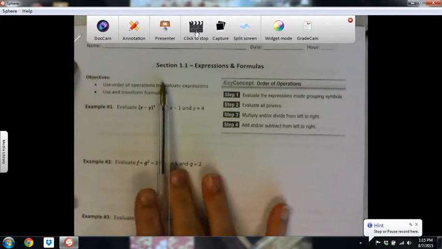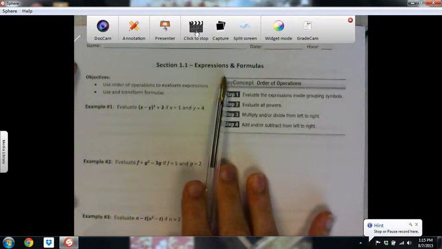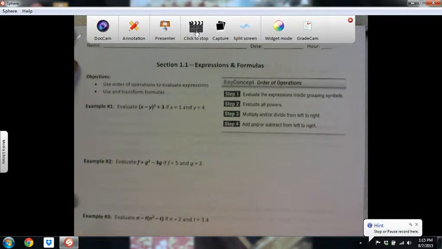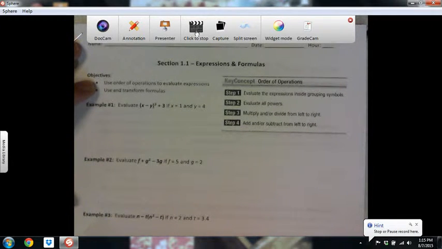We're going to start with Section 1.1, which refers to expressions and formulas. Our objectives with today's video include being able to use the order of operations to evaluate expressions and then to use and transform formulas. We're actually going to use the reverse order of operations when we transform formulas.